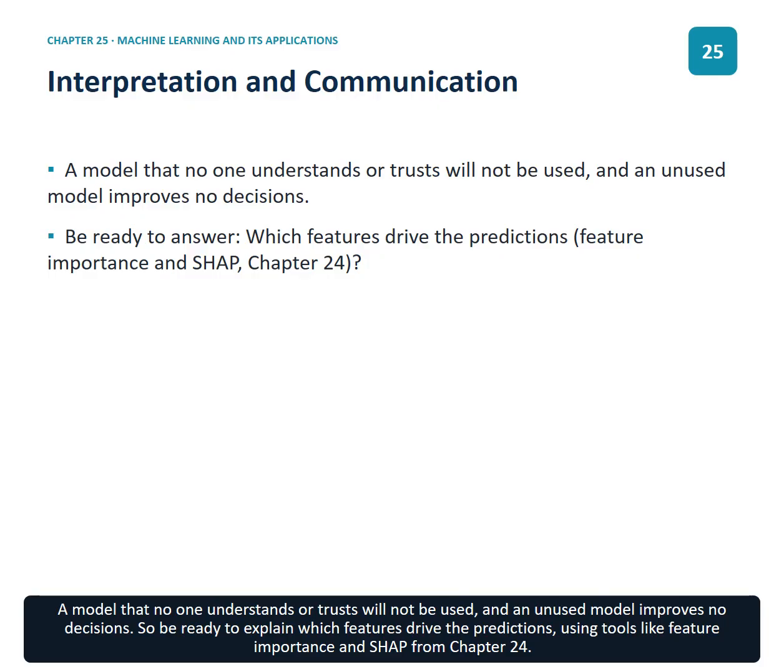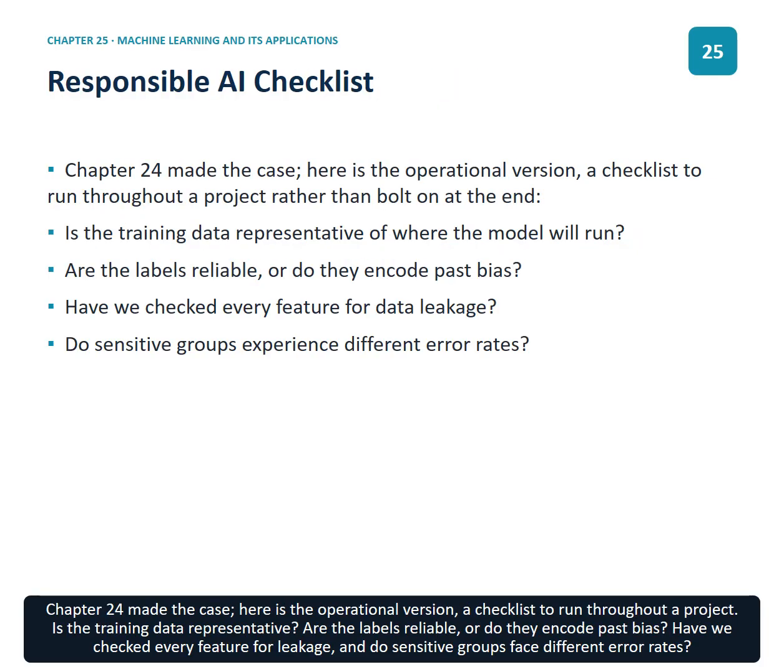So be ready to explain which features drive the predictions using tools like feature importance and SHAP from Chapter 24. Chapter 24 made the case. Here is the operational version, a checklist to run throughout a project.